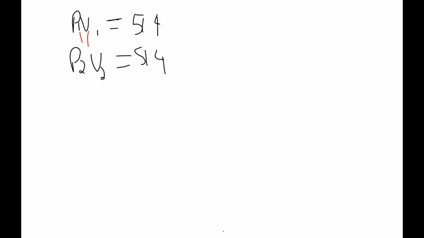So now we have a formula: P1 V1 equals P2 V2. When would this be used? Well, if you have a gas where the pressure is changing, 1 is the value that it starts with, and it changes somehow, and 2 is the value that it ends with.